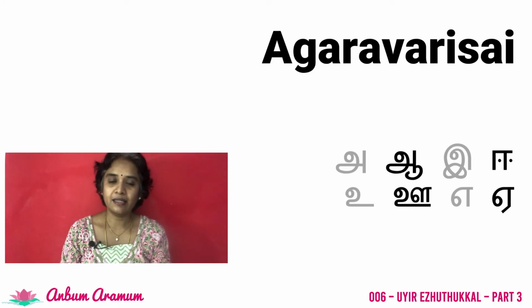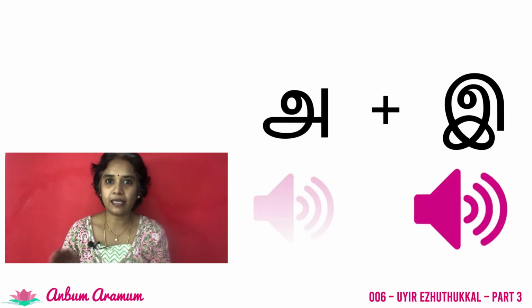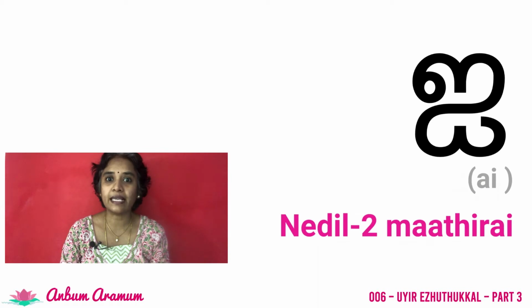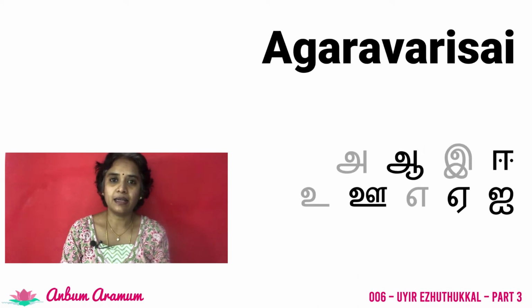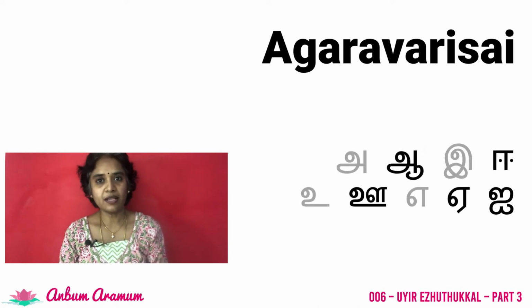The next Ezhuthu is also a combination of A and I, but now we take a little bit of the sound of A and more of the sound of I. Let's try A, I. We get the sound I. And this is the next Uyir Ezhuthu I, and this is how it looks. It is also pronounced for 2 Mathirais. It is a Nedil Ezhuthu by itself and there is no Kuril partner for it. So let's place the I after the A in the Agaradi. Let's move to the next Ezhuthu.